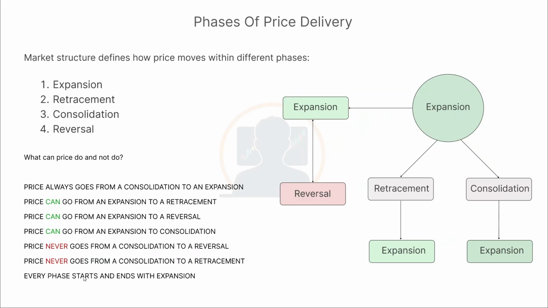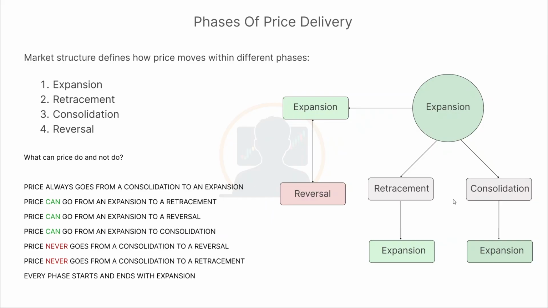Every phase starts and ends with expansion. Looking at it on this flow chart, expansion into retracement leads to expansion. Expansion into consolidation leads to expansion. Expansion met with expansion will lead to a reversal. Price can never go from a consolidation to retracement, and price can never go from a consolidation to reversal.